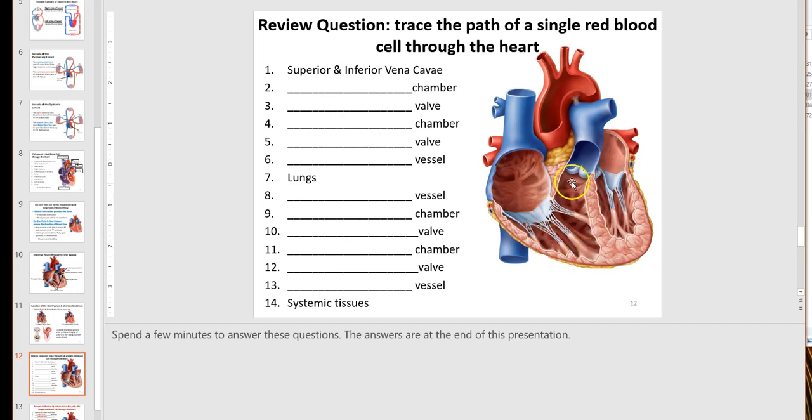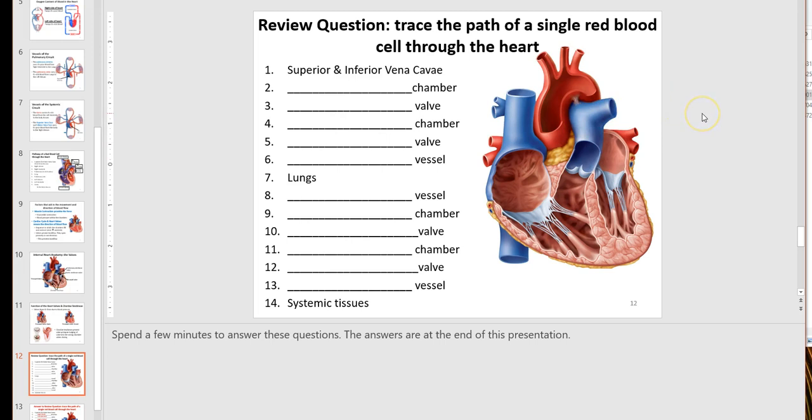Blood enters this chamber. What's the name of this chamber? It contracts. It sends blood out this vessel. Oh, forgot the valve. Crosses this valve, number 5. What's the name of this valve? I'll give you a little hint. Something semilunar valve. It's one of the semilunars. And then number 6, blood will go out this vessel, which is called the what?